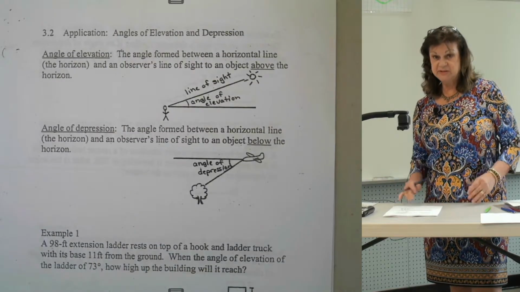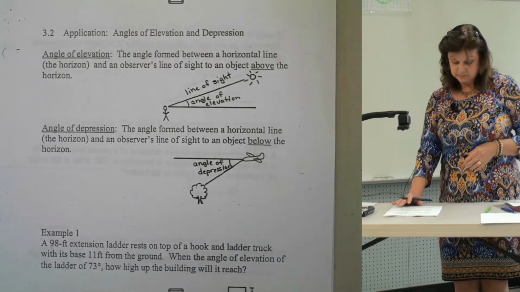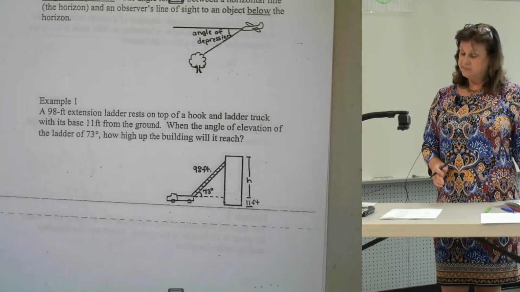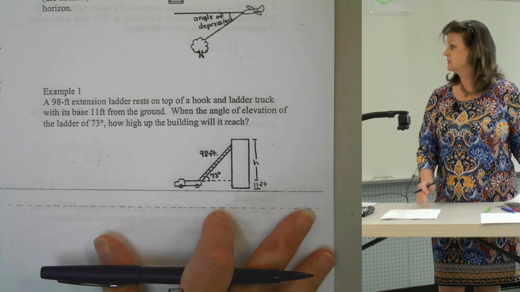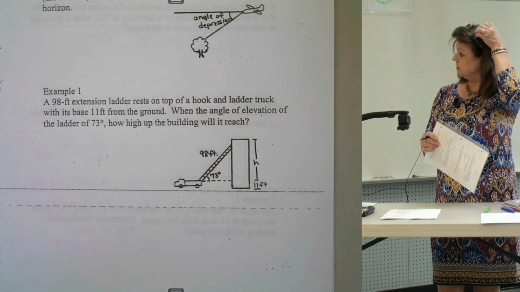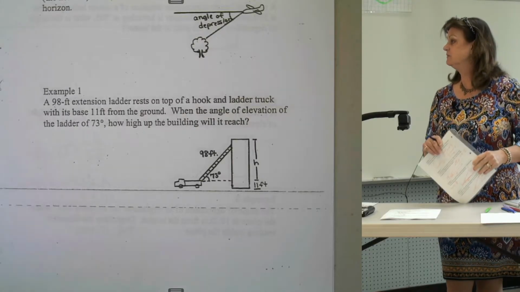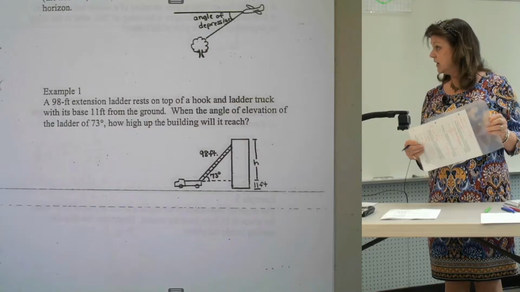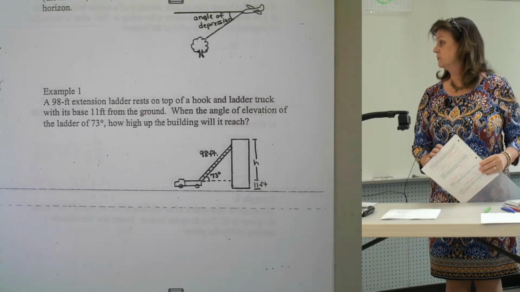Okay, they're opposite interior angles. They are the same. All right, here we go. A 98-foot extension ladder rests on top of a hook and ladder truck with its base 11 feet from the ground. When the angle of elevation of the ladder is 73 degrees, and it's drawn in there for you, how high up the building will the ladder reach?